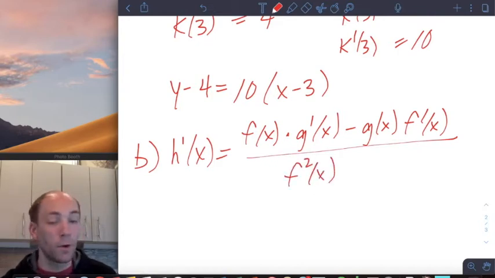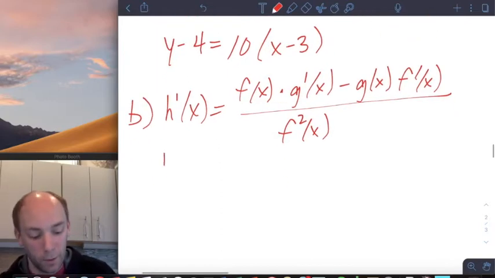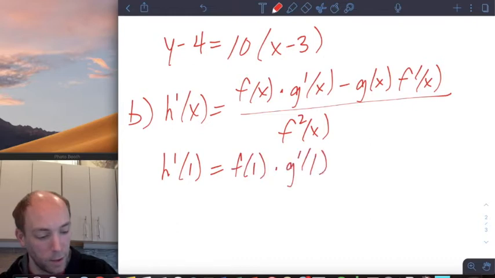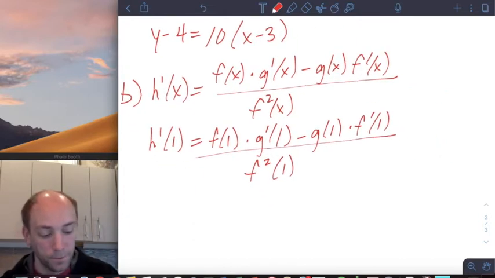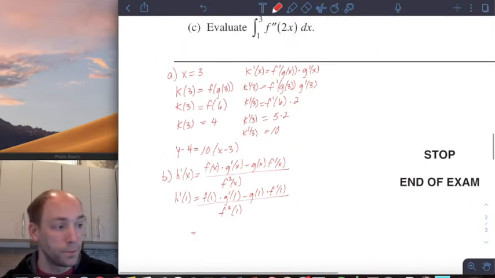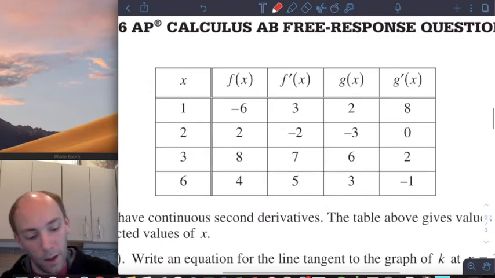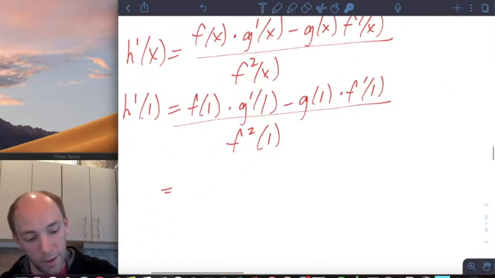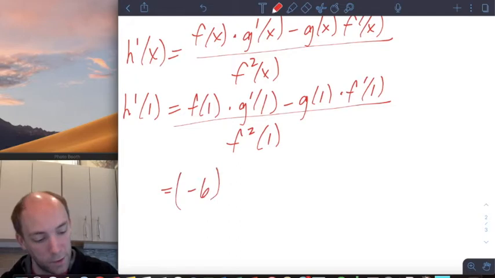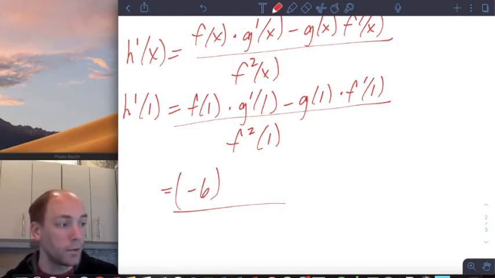And what we're going to do is plug in 1. So h prime of 1 equals f of 1 times g prime of 1 minus g of 1 times f prime of 1, all over f squared of 1. Let's figure out what f of 1 is equal to. f of 1 is negative 6. So we change the f of 1's to negative 6. This would be a negative 6, and in the bottom I'd end up with negative 6 squared.